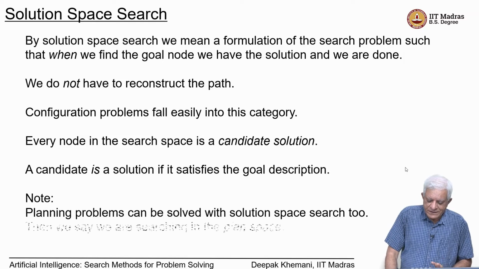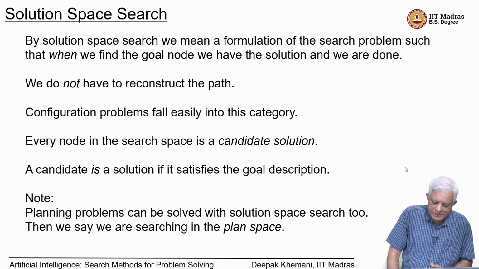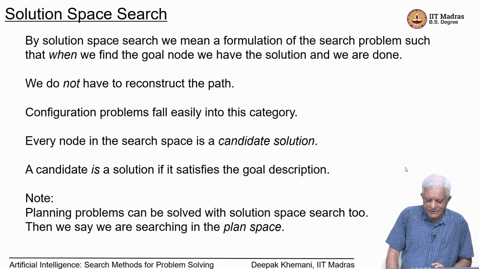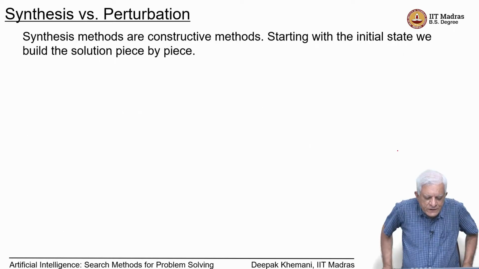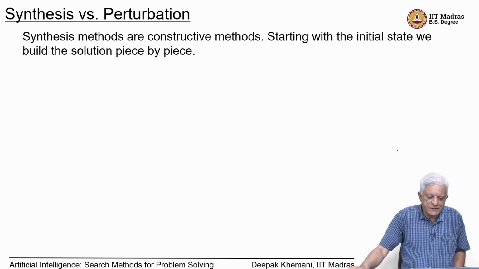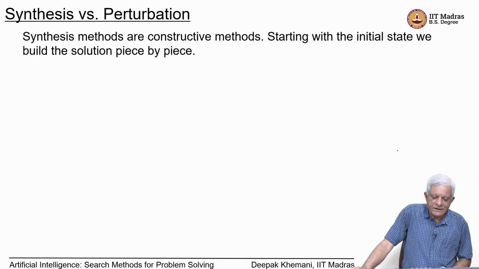But we will see later that planning problems can also be solved in the solution space, and then we say that we are solving them in the plan space. Every node is a candidate plan, and these algorithms are known as plan space planning. So, we need to observe the difference between synthesis and perturbation.